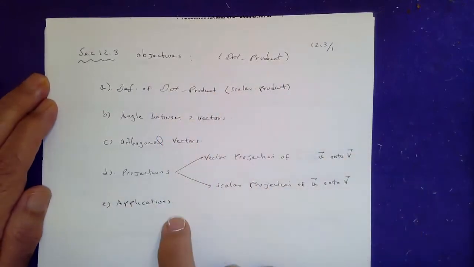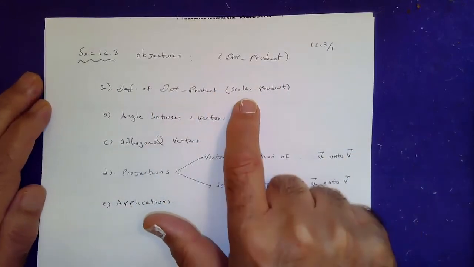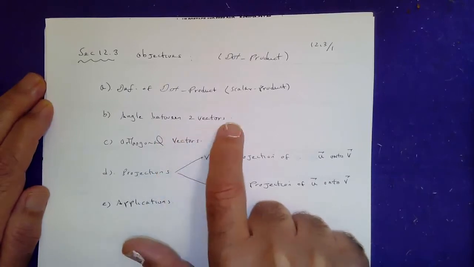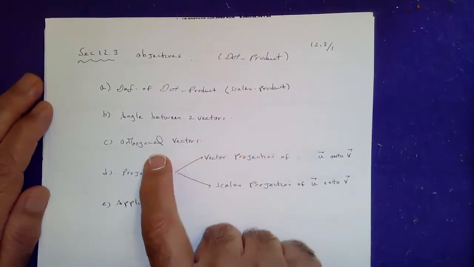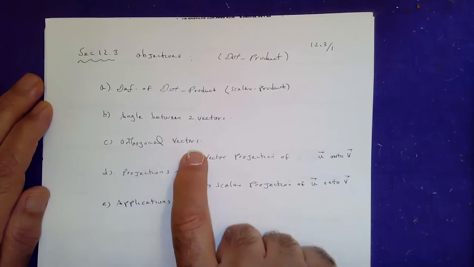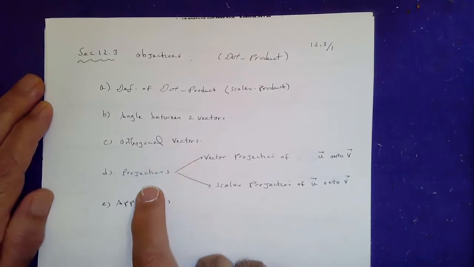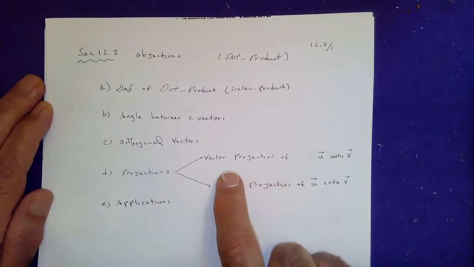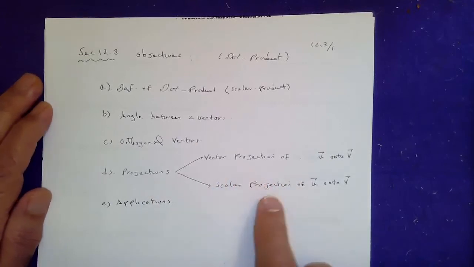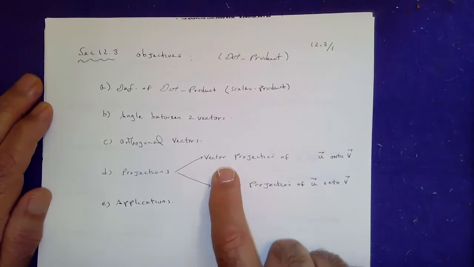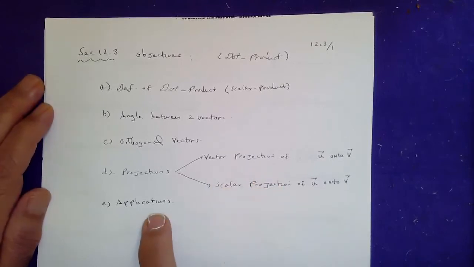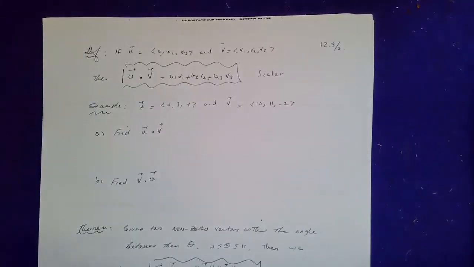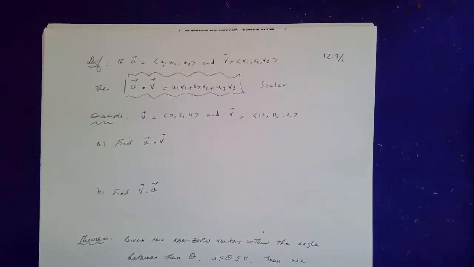The objective of this section is: what's the definition of the dot product? How do you find the angle between two non-zero vectors? What do they mean by orthogonal vectors? And what is a projection of a vector over a different vector? We have two types of projections. One of them is scalar, the other one is vector projection. And then we will see some application problems. So let's get right to it.